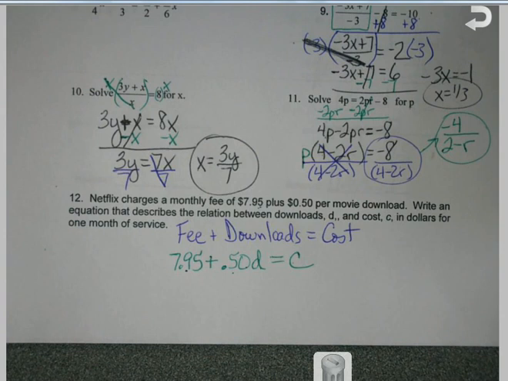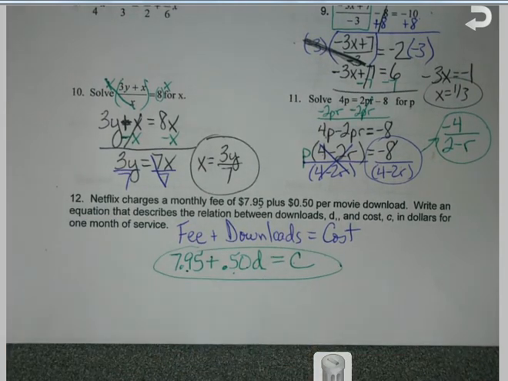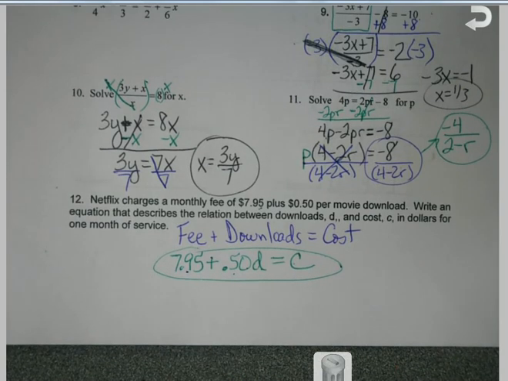Nothing to solve this time. Sometime I may tell you what the cost is and make you figure out how many downloads it is. I'm just saying. But otherwise, that's all I'm doing here. And yes, it matters where you put the D. I don't want to get charged $7.95 per download. Gracious, that would be expensive. So that's what we're on the lookout for with those.